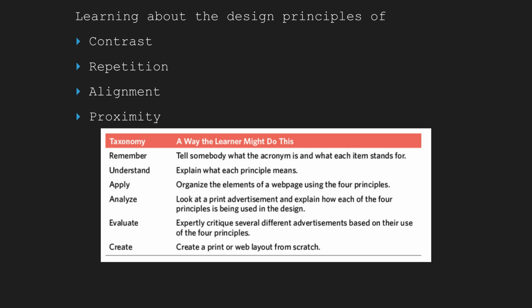Then you might ask them to apply these four terms by organizing the elements of a web page using the four principles. You might ask them to analyze, look at a print advertisement, and explain how each of the four principles is being used in the design. Evaluate, expertly critique several different advertisements based on their use of the four principles. And then finally, create a web or a print or web layout from scratch. Now you can see here, we're still just basically defining our learning outcomes, but look at how there's an architecture there.